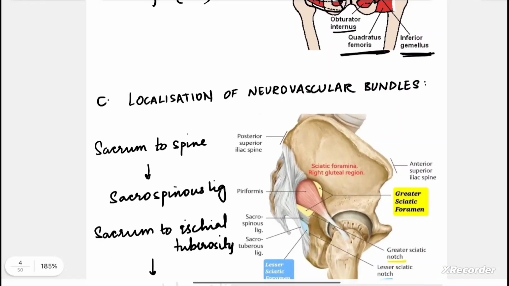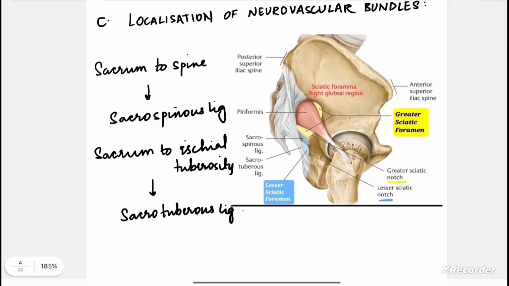Now, the localization of neurovascular bundles. We need to remember these ligaments: the sacrospinous ligament and the sacrotuberous ligament. The sacrospinous ligament is between the sacrum and the spine, and the sacrotuberous ligament is from the sacrum to the ischial tuberosity.